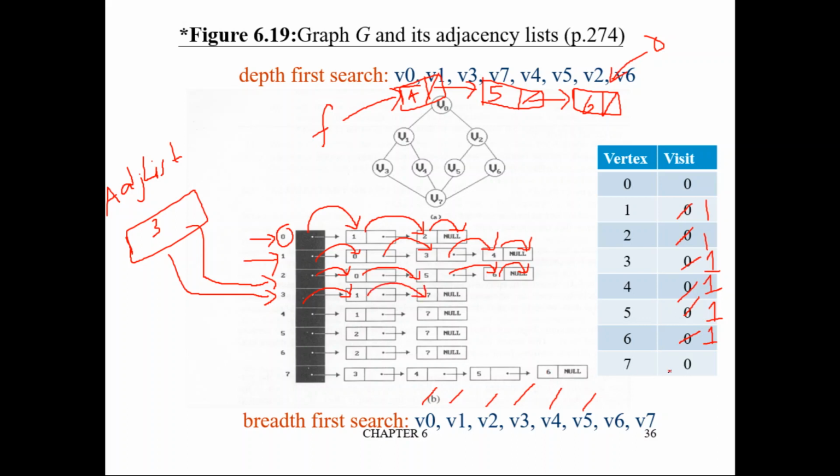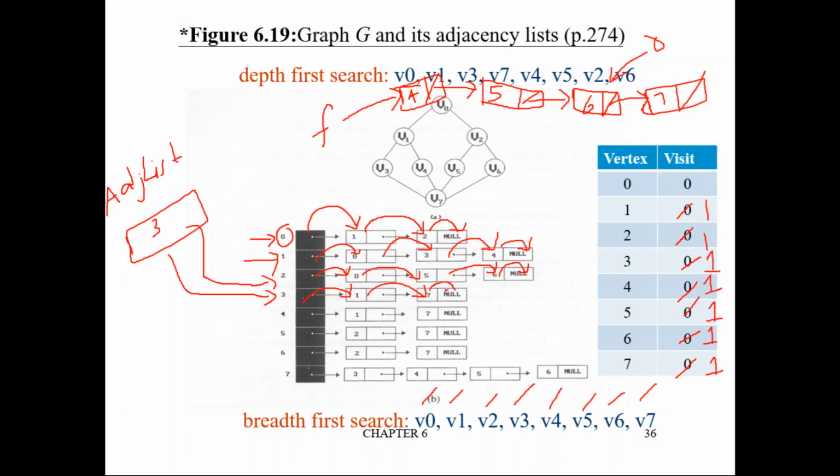7 is not visited, so visit. 6 we have visited already, 7 you visit and display it. We are visiting 7 for the first time, so add 7 to the queue. So 7 will come here, 7's next will point to null, and 6's next will point to 7. Okay, fine. Now you continue here.